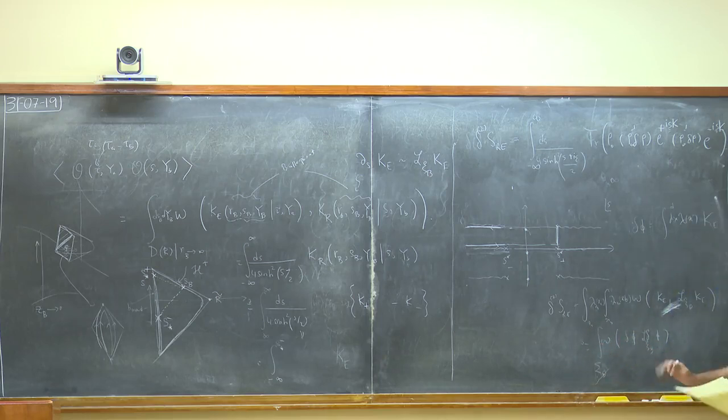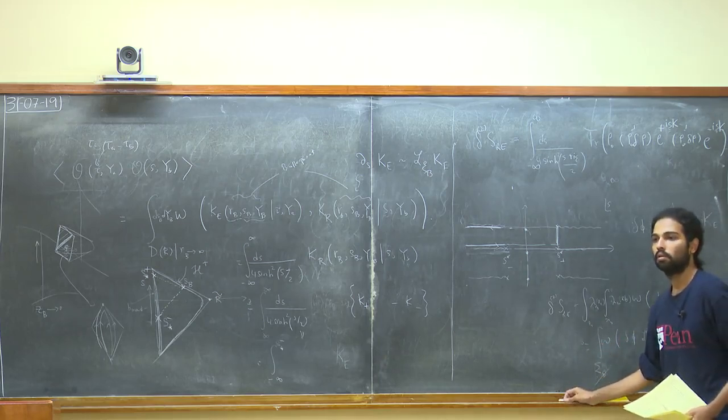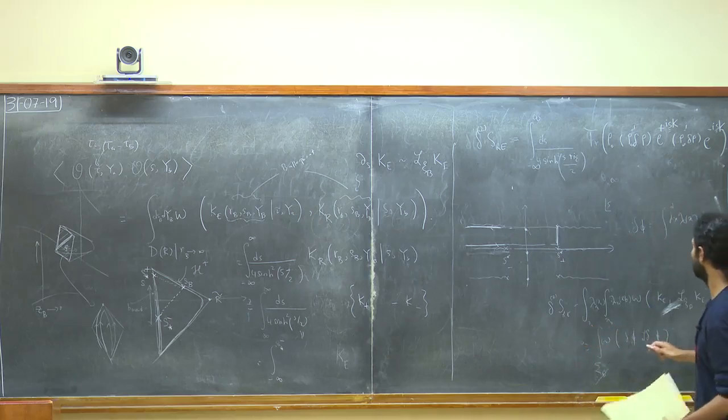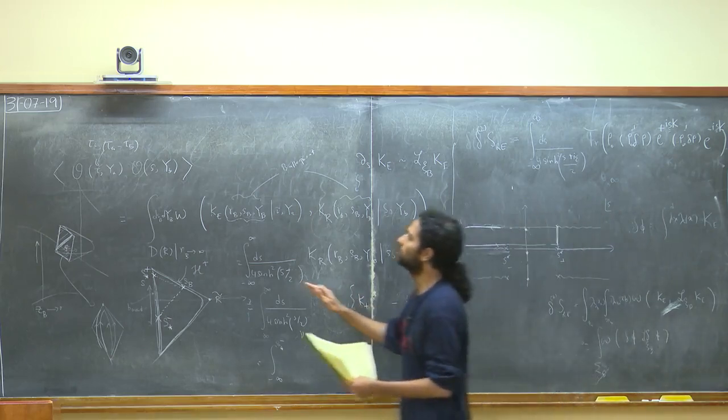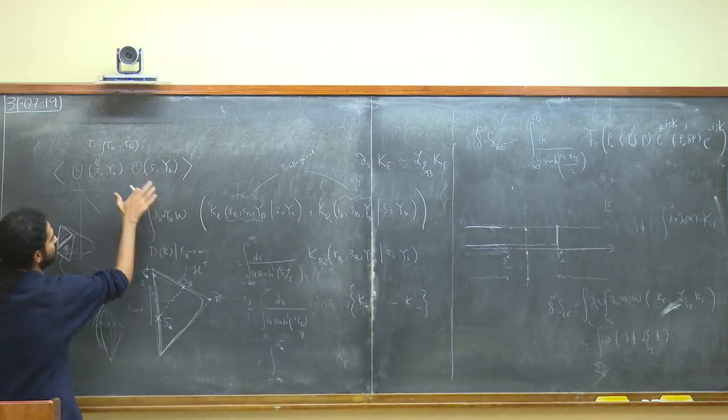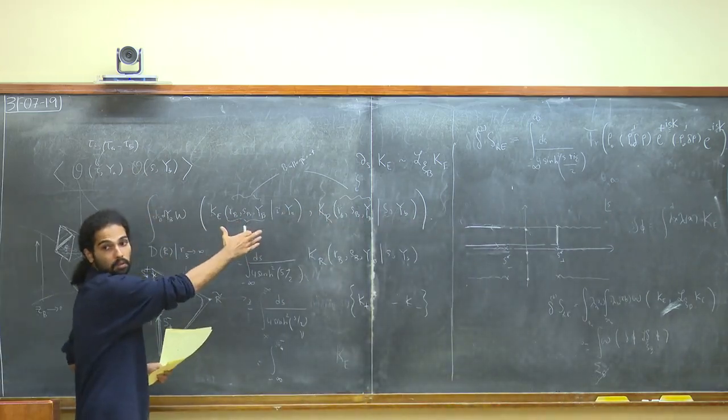But what about the C equal to A constraint? Oh yes, that comes in because the thing that I used is the fact that this 2-point function is this bulk expression.